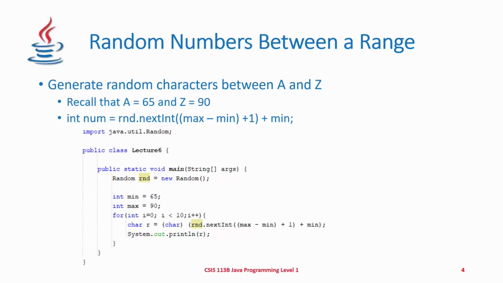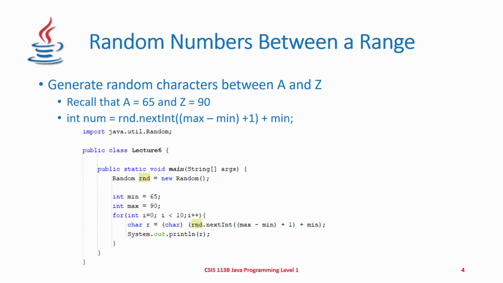And so the way that we could set it up so that the random number generator would only give us characters within that range, we can set up a statement here where we have an integer named num and then assigning to it our random object, next int. Now we've got a little bit more complex scaling and shifting going on here.